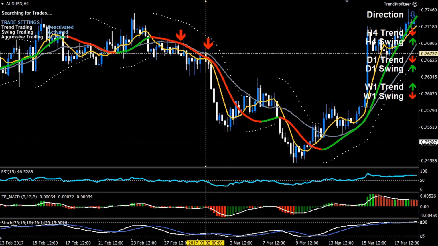So that concludes this example for a swing within a trend trade on an aggressive trade type on the 4-hour time frame.